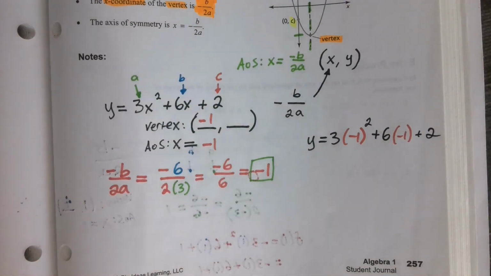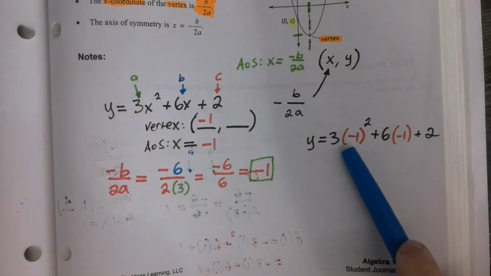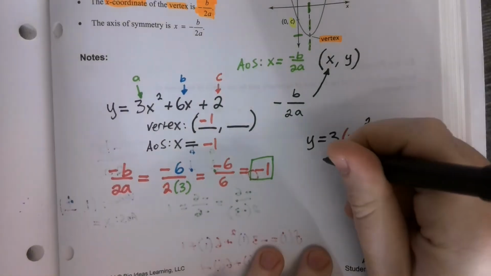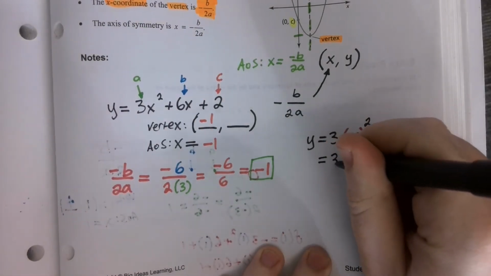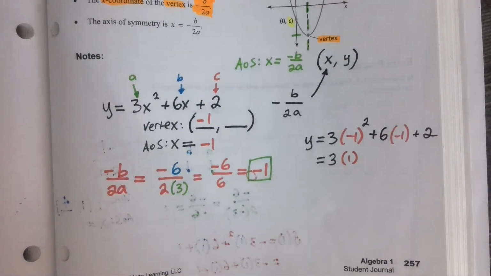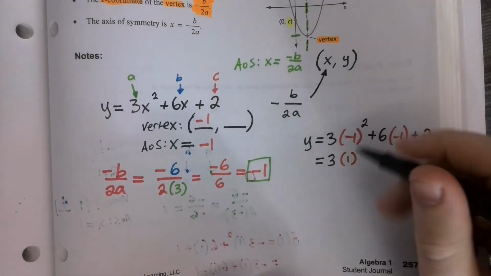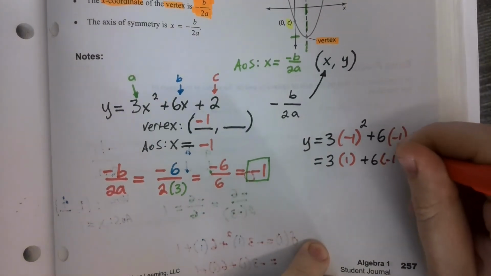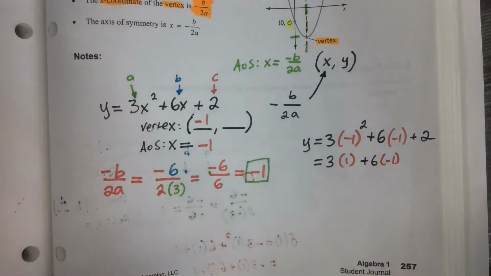We have to use PEMDAS to solve this. So we take care of exponents first. What is -1 squared? Well, -1 times -1 is just +1 again. So this is 3 times +1, because again, -1 squared, plus 6 times -1 plus 2.